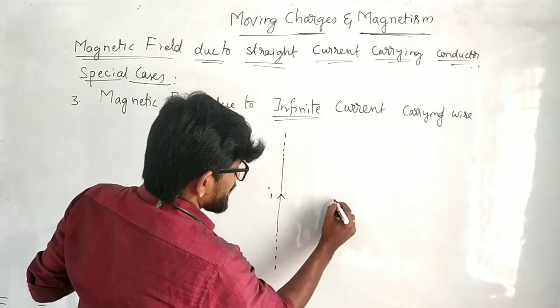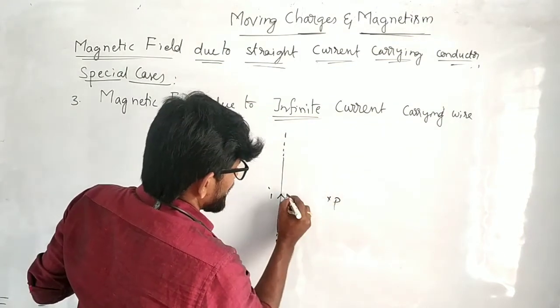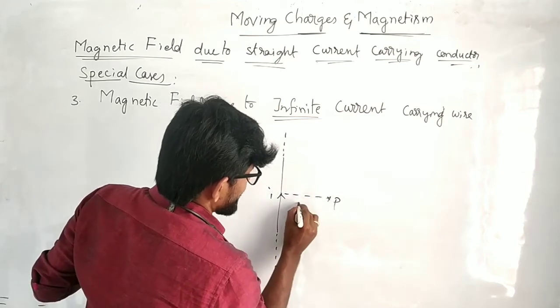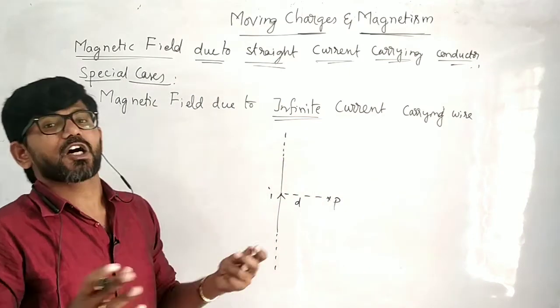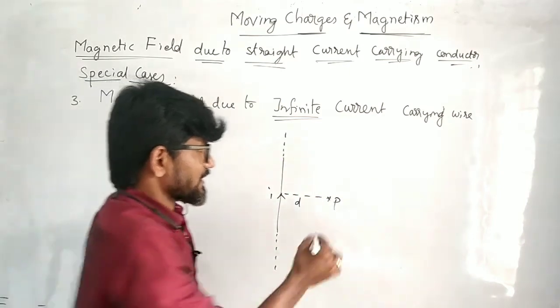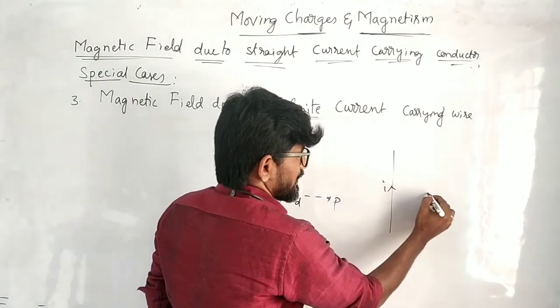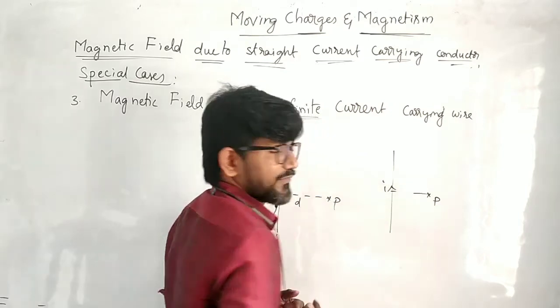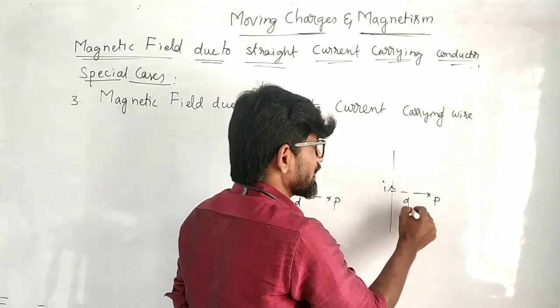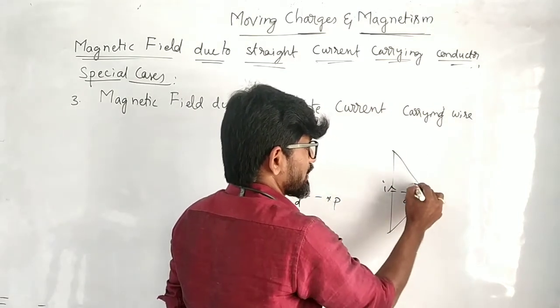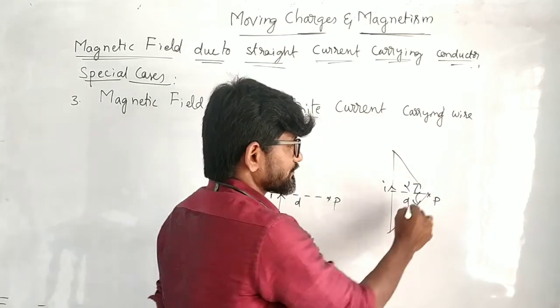Now due to this, at a point P, which is at a perpendicular distance D, if you want to find the field, how do we have to do it? To understand this, just again try to imagine this finite current carrying conductor. Due to this, at a point P, while finding the magnetic field at the distance D, we have drawn these lines so that this is alpha, this is beta. Right?